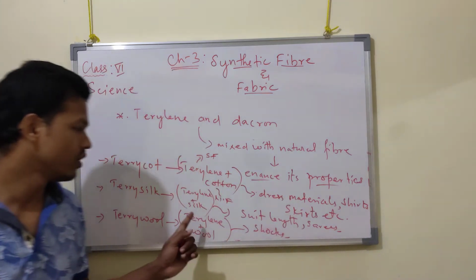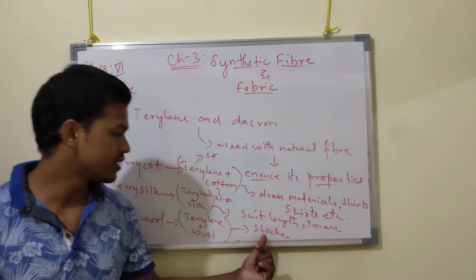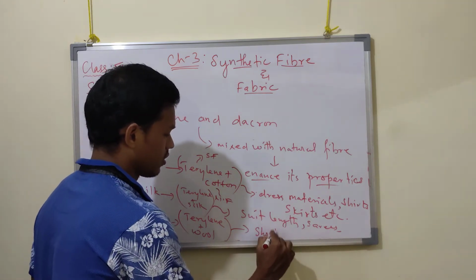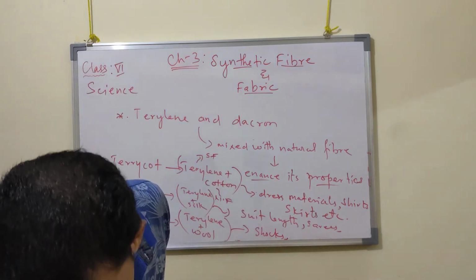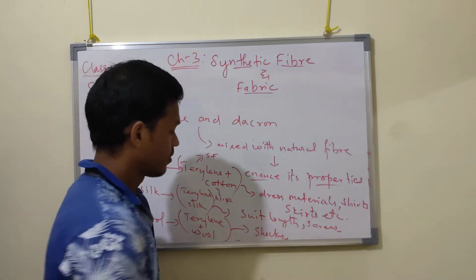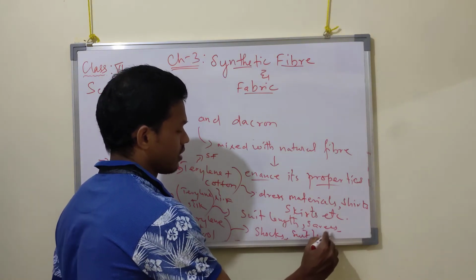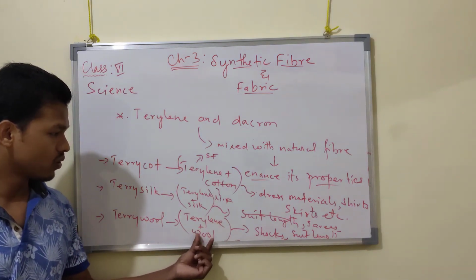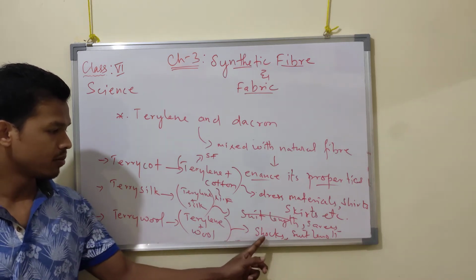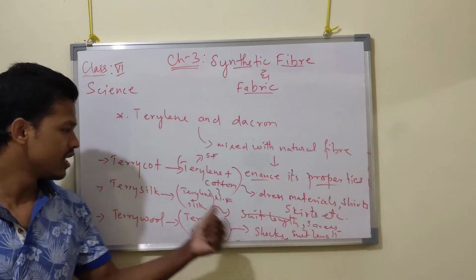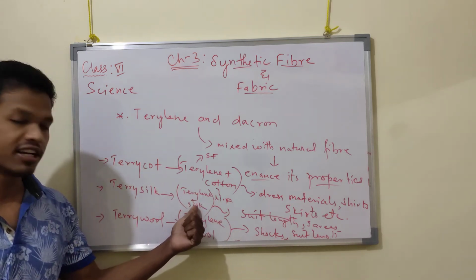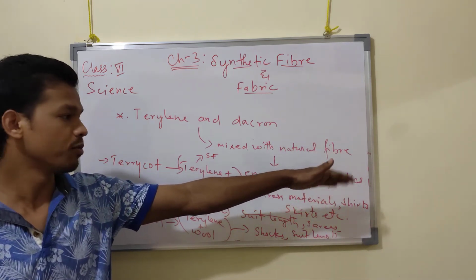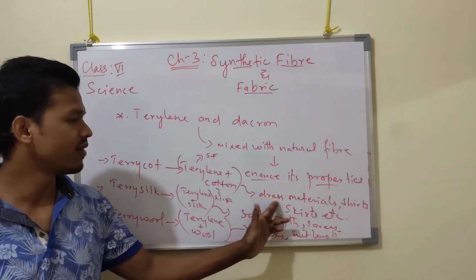Many things are made from silk also. Saris are made. Here we can say suit length. Here we can make socks, and also you can make a suit here. Terry wool, terylene plus wool, blended together to form a suit length. Also you can make socks. Here terylene plus silk are blended together to form saris. We can say dress material like saris, salwar, or many things. Or here terrycot are blended together to form dress material, shirts and skirts.